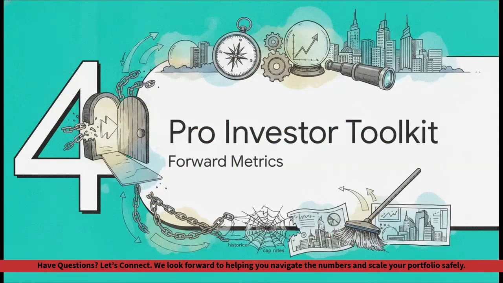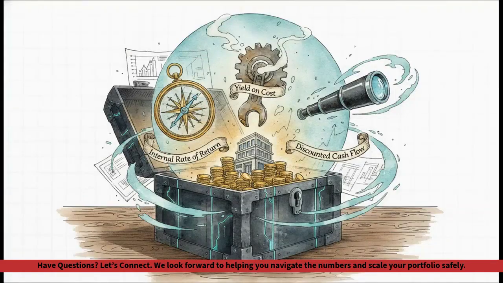Section 4, the Pro Investor Toolkit. Let's get out of this trap by opening up the forward-looking metrics that sophisticated institutional pros actually use instead of a static snapshot. Here is your new arsenal.